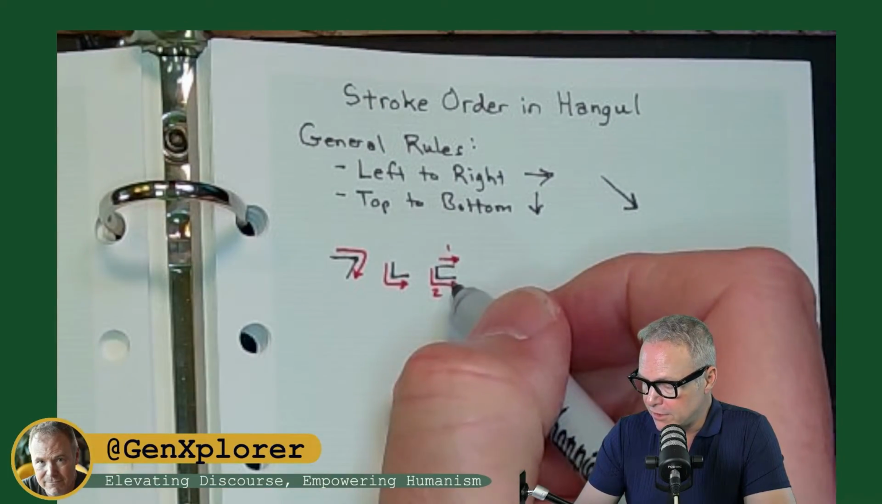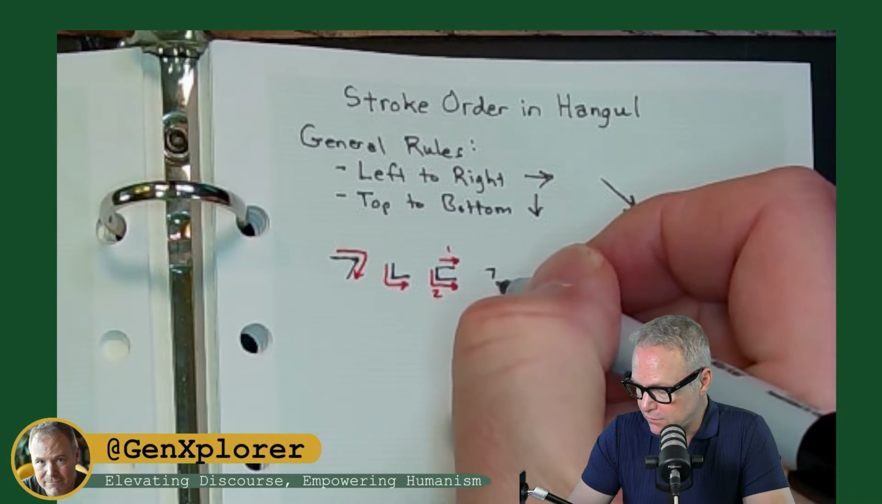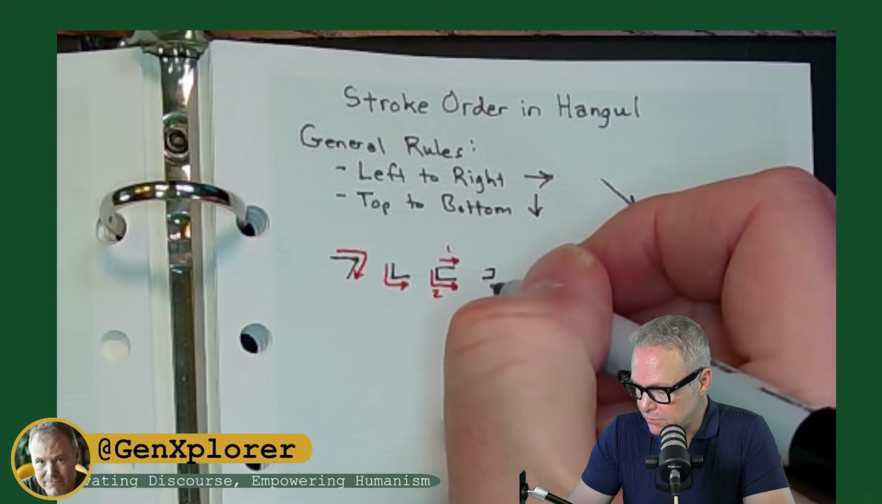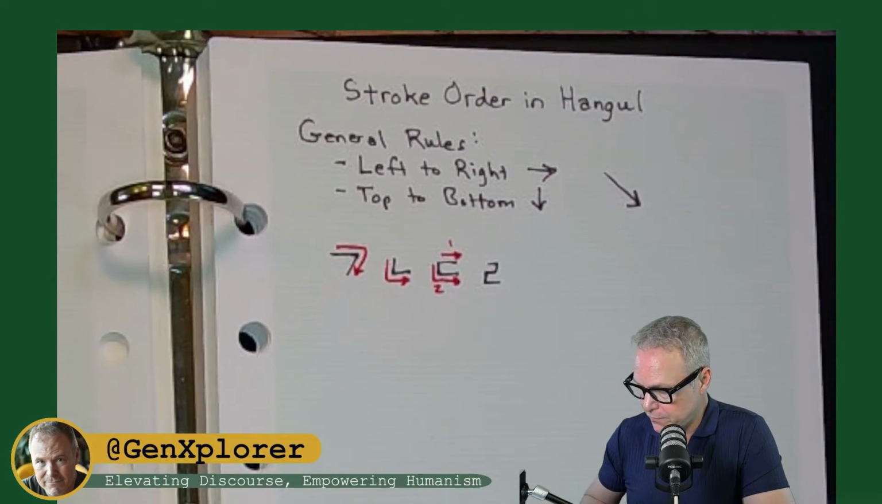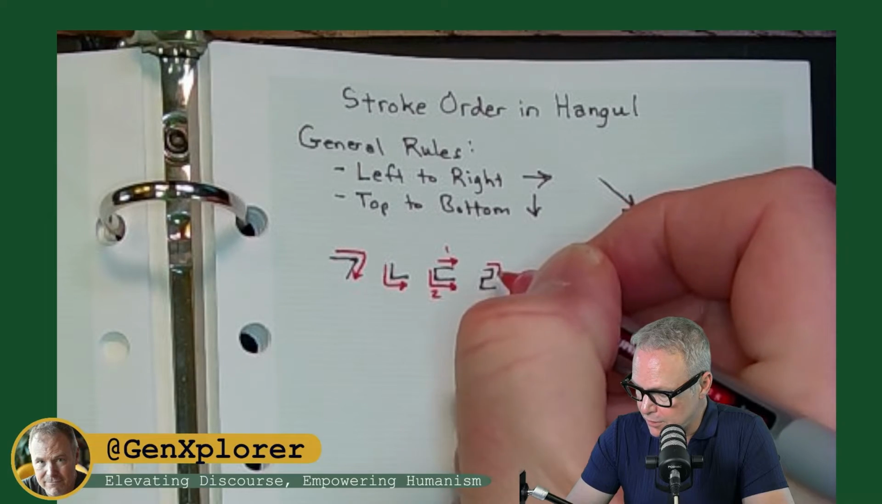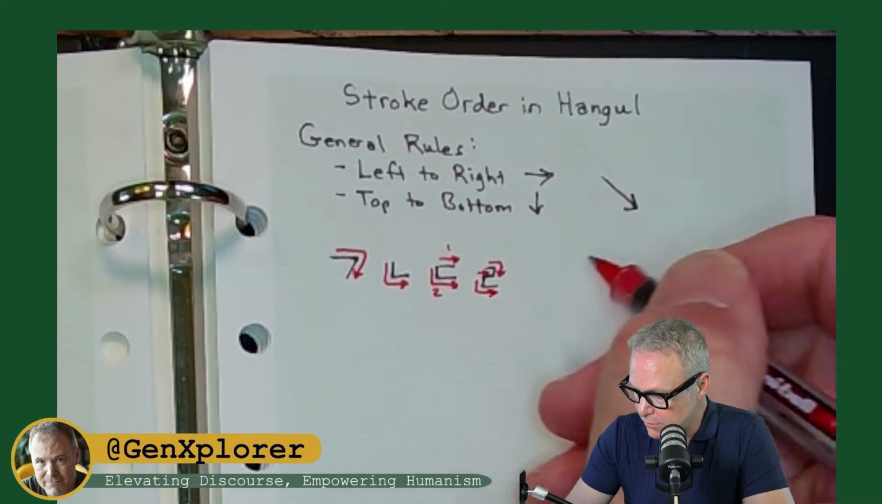Kiok, nian, digat, ra. One, two, three. So we're doing 1, 2, 3.